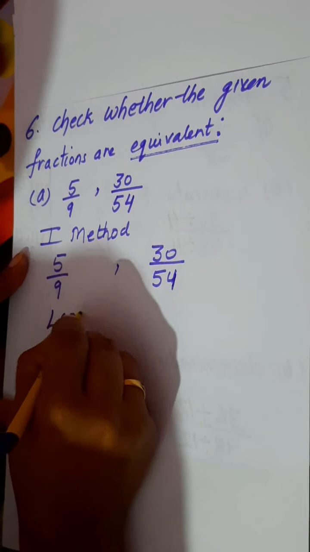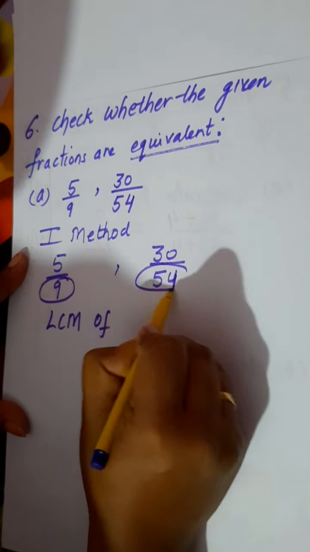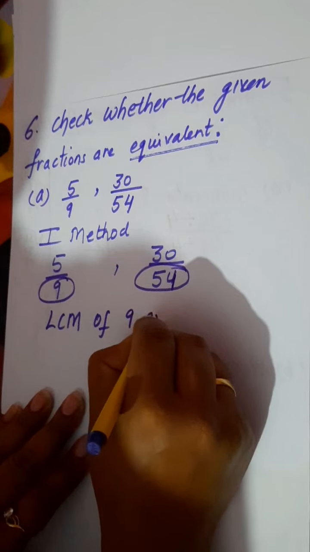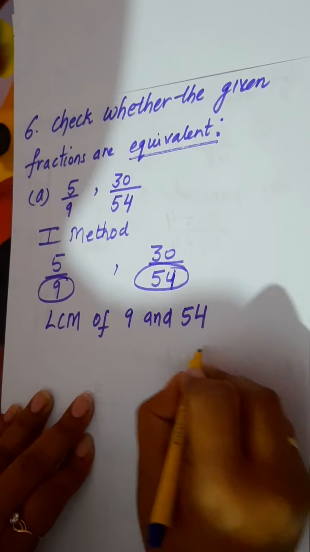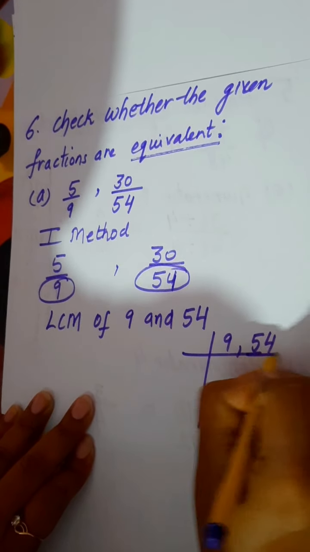In this I will write the LCM of the denominators. This is 9, this is 54. Both are in the denominator, so I will take the LCM of the denominators, 9 and 54. Here I have 9. Here we have 54.